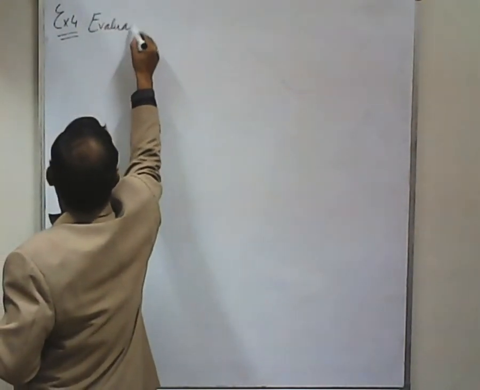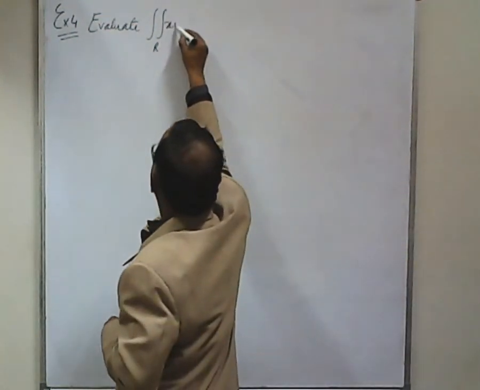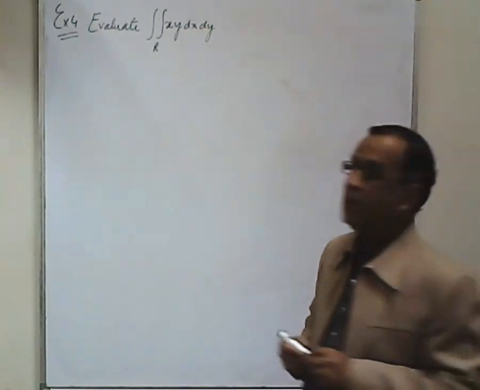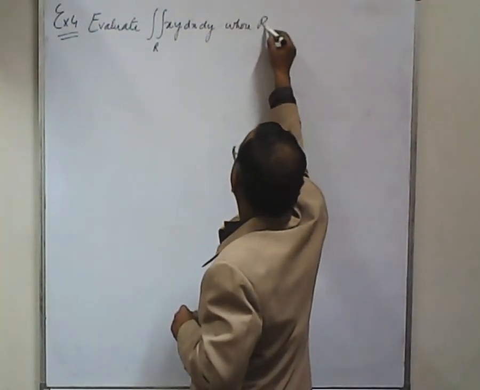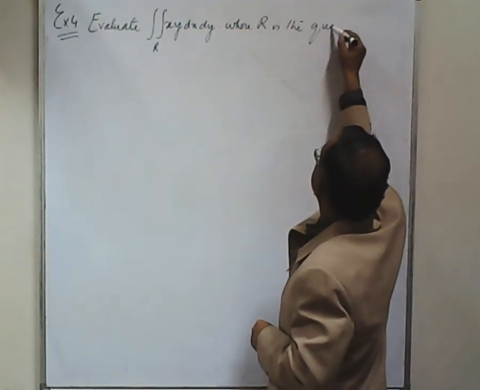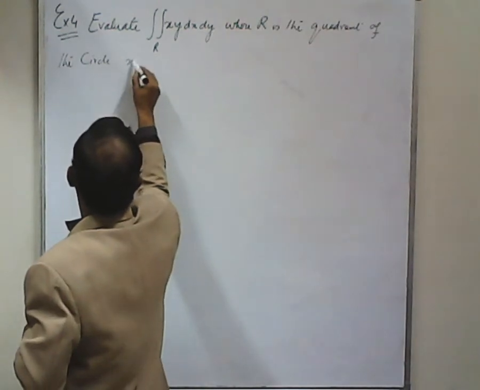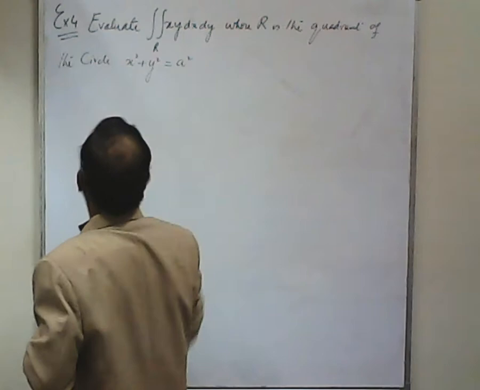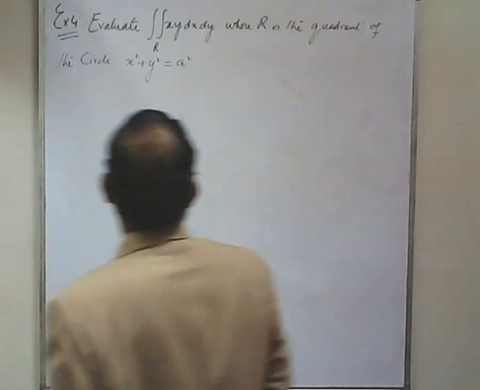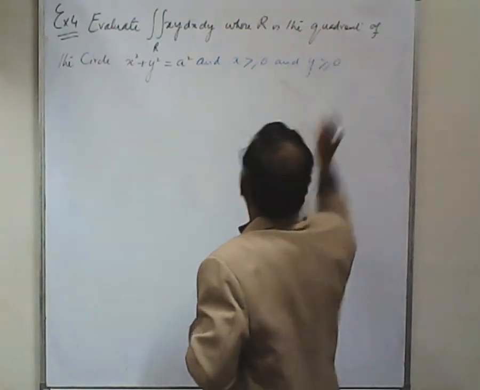in this example we have to evaluate the integral over the region R, and the term is xy, and we have to integrate with respect to x and y both, where R is the quadrant of the circle, let's say the circle is x square plus y square equal to a square, and x is greater or equal to 0 and y is also greater or equal to 0.